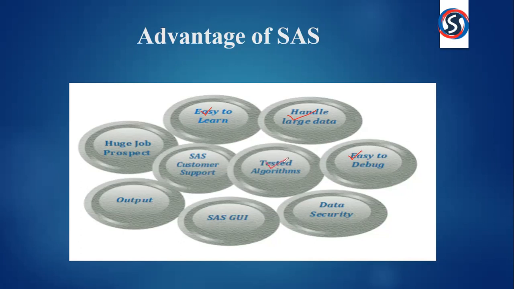SAS has tested algorithms. The algorithm implemented in a SAS program is fully tested and analyzed by the developer, and every version of SAS is tested in a controlled environment before it is released. Testing is possible because SAS is a closed source language, so you cannot change the source code of this language.